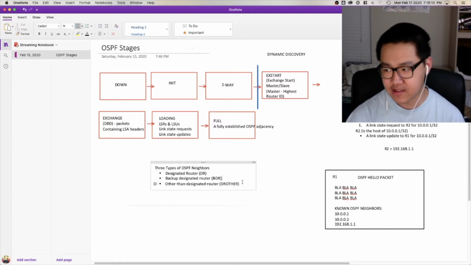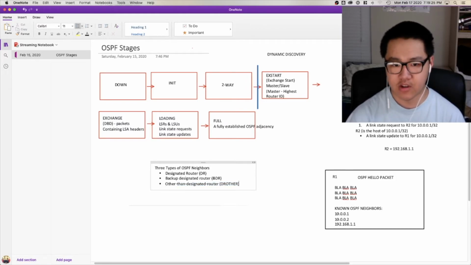Now, I pronounce it DR other. Now, when we have these designated routers, these backup designated routers, and these other designated routers, what we're looking at, well, there's various OSPF network types, right? So you can have point-to-point, point-to-multipoint, broadcast, non-broadcast multiple access, right? Those are your main OSPF network types.